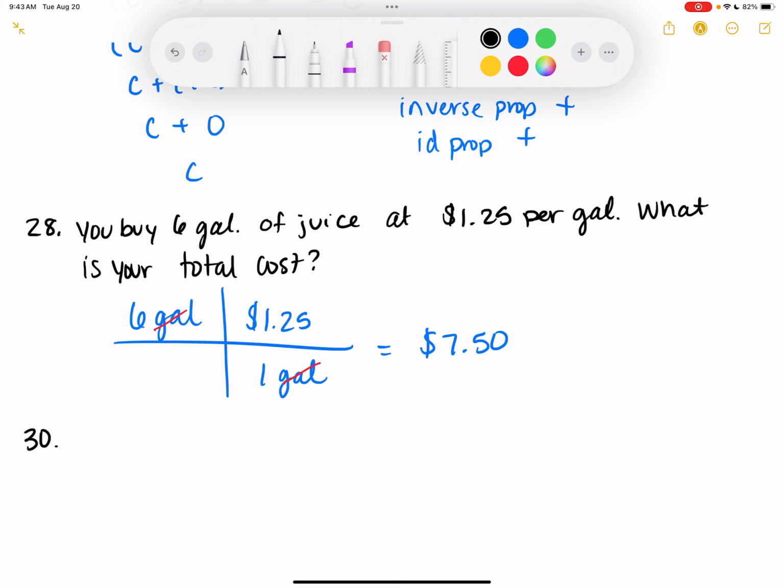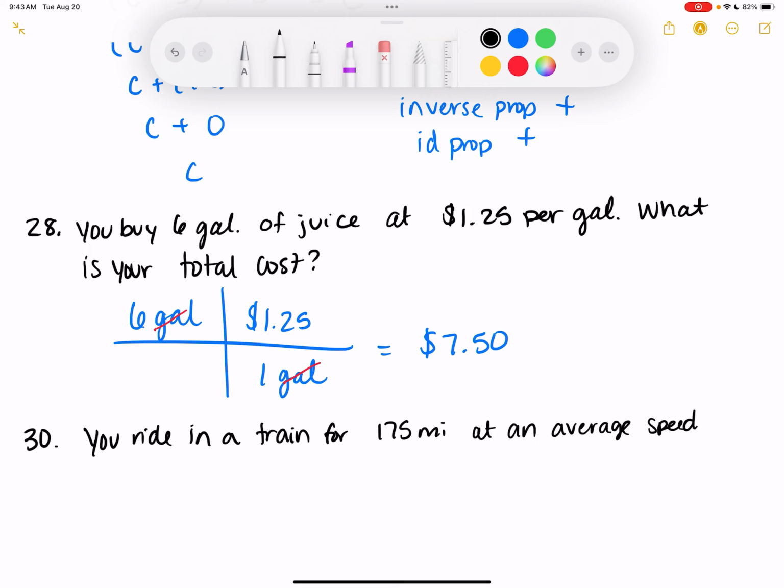All right, 30. You ride in a train for 175 miles at an average speed of 50 miles per hour.